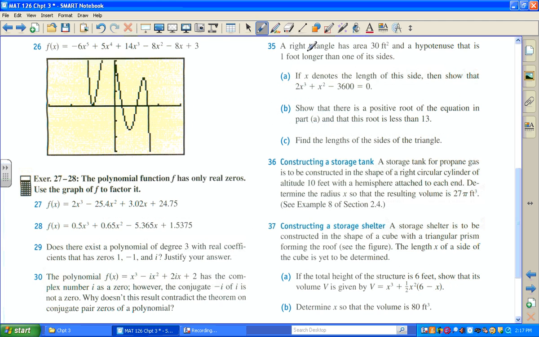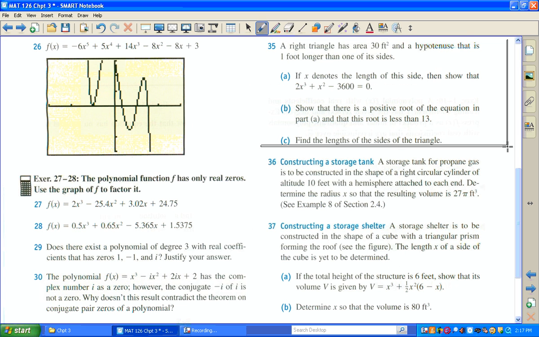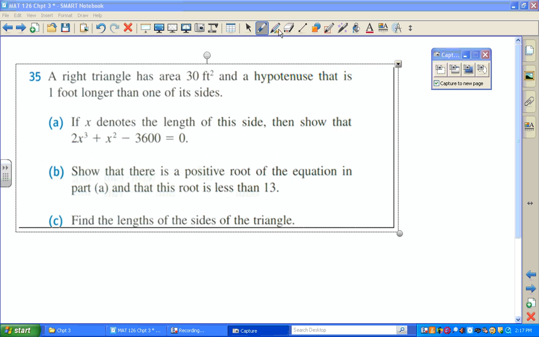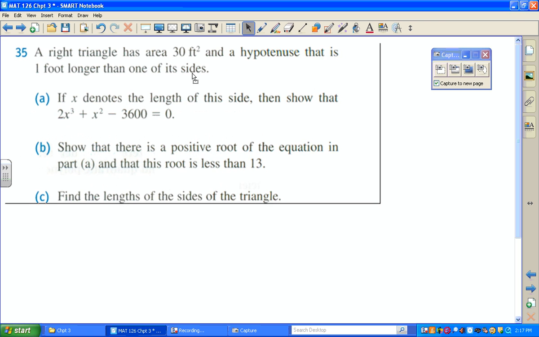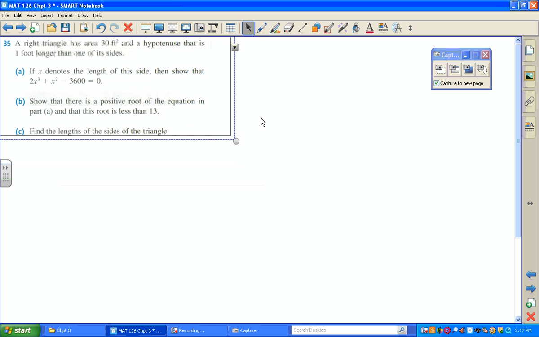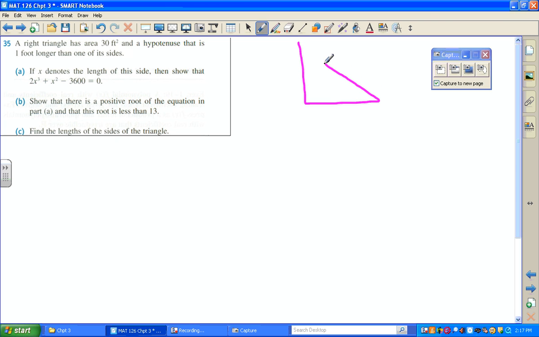A right triangle has area 30 square feet, and the hypotenuse is 1 foot longer than one of the sides. Okay, we can do that. There we go. Right triangle, hypotenuse H, base, height, right angle.